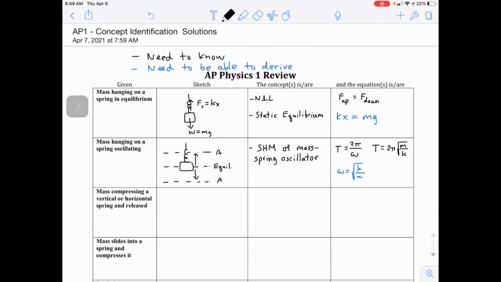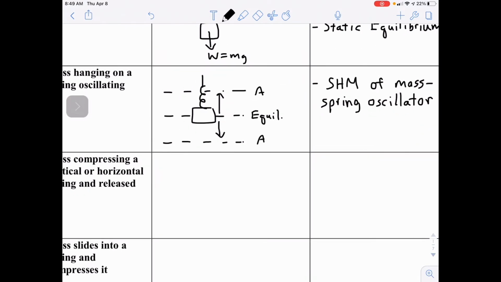In the next scenario, we have a mass that is compressed against a spring, and then it's released from rest. Initial velocity is 0. And when it's released from rest, we have a situation where two energies can be seen and present.